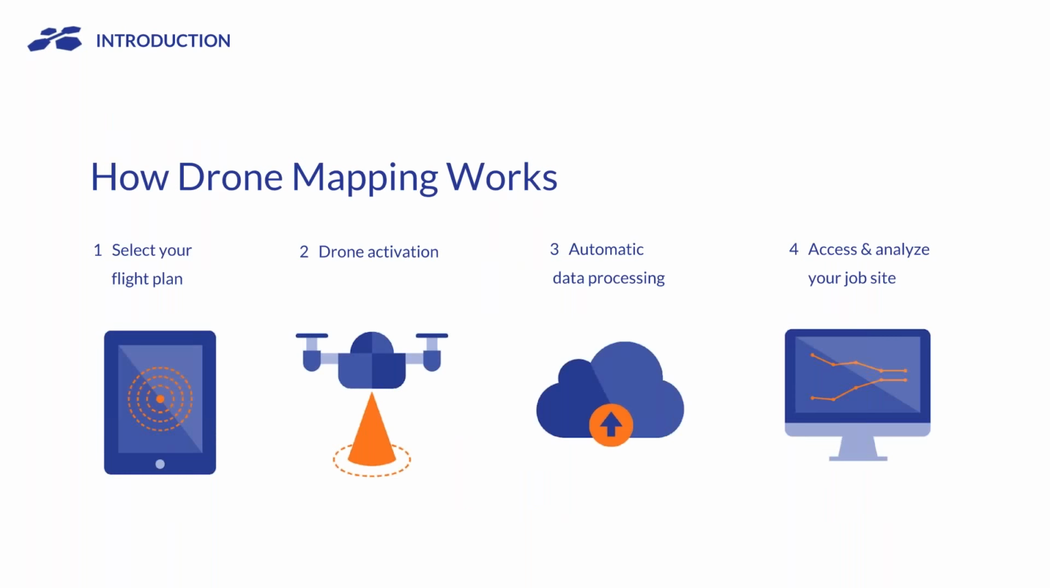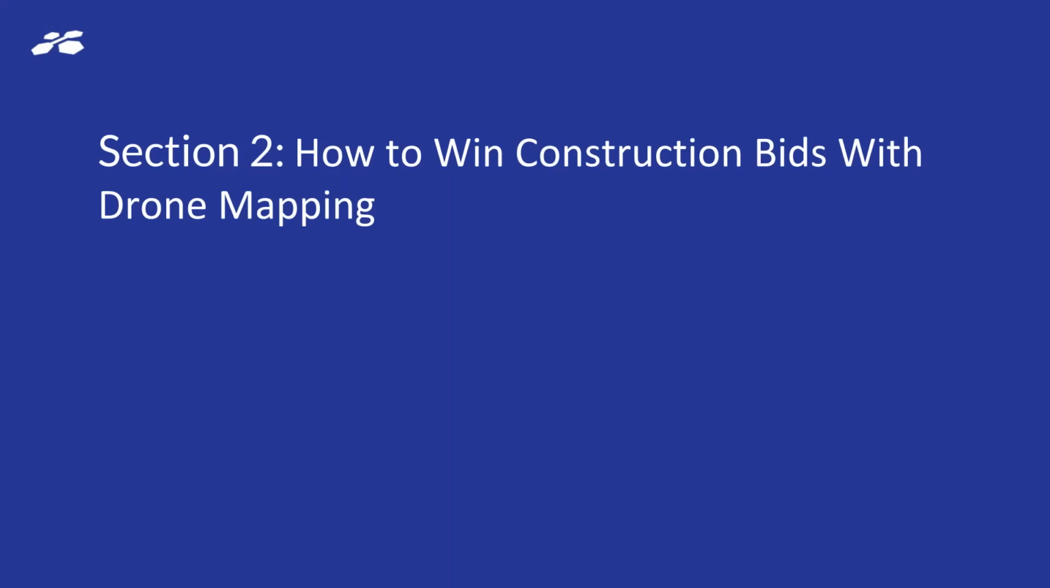In terms of how the drone mapping process works, with Identified, you select your flight plan on a tablet. You activate the drone, which literally just means hitting a button. The data is automatically processed, and then you'll be able to access and analyze your job site. And then from there, you can make data-driven, informed management decisions for the project and optimize your results accordingly. The slogan we like to use is, "We do everything for you, but push the start button on the drone," and that's very much true.